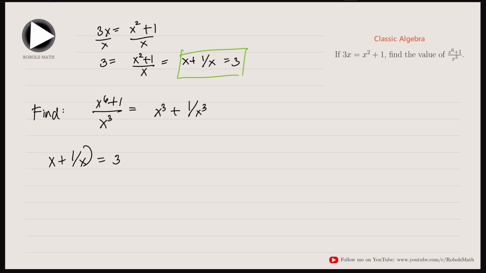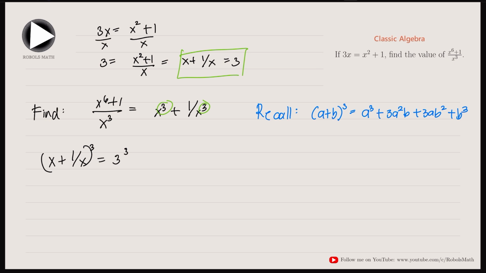We take the cube of both sides because what we want here are cubes. So maybe if we cube x plus 1 over x, we'll get something that is related to x cubed plus 1 over x cubed. Now recall that from our cube of sum formula, we know that a plus b cubed equals a cubed plus 3a squared b plus 3ab squared plus b cubed.